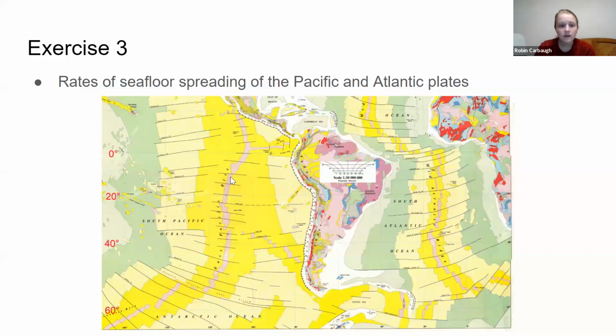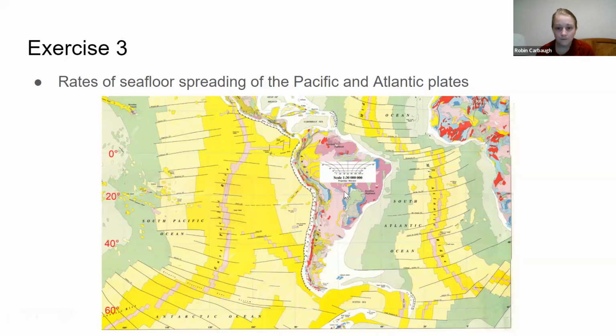And let's see, do I talk about it here? Okay. So this map gets a little confusing because we have our scale bar in the middle here. But depending on what latitude you're looking at, your scale bar is going to be different. I would recommend doing all of your measurements at 20 degrees. That's going to be easiest if you do all of your measurements at 20 degrees.